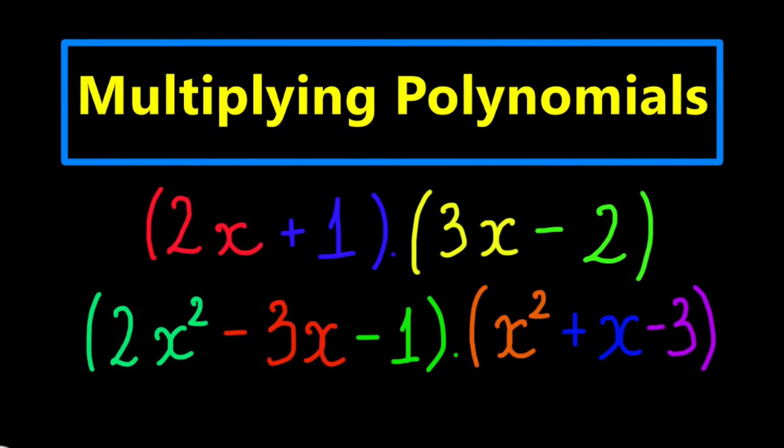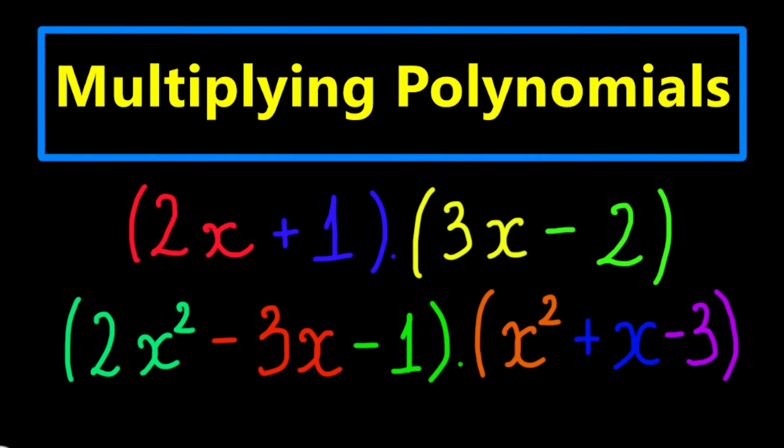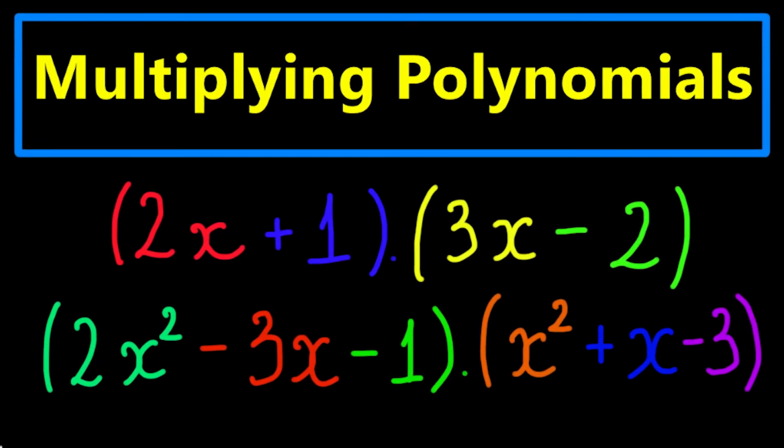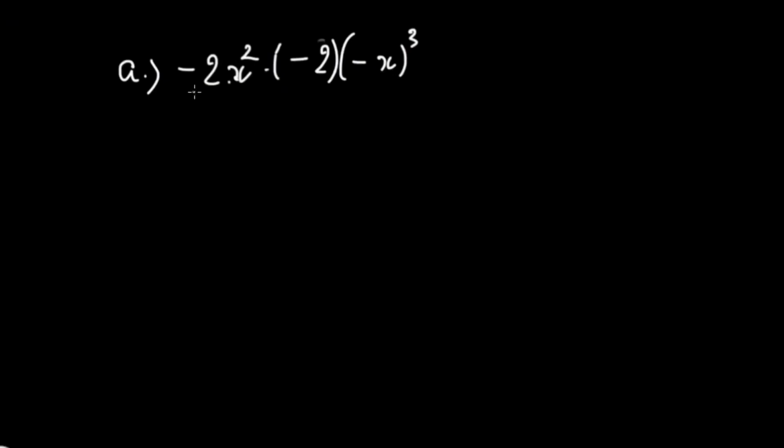In this video, we'll talk about multiplying polynomials. Let's take a look at this example: negative 2 times x squared times negative 2 times negative x to the third. First of all, we can simplify this by multiplying all the coefficients together.